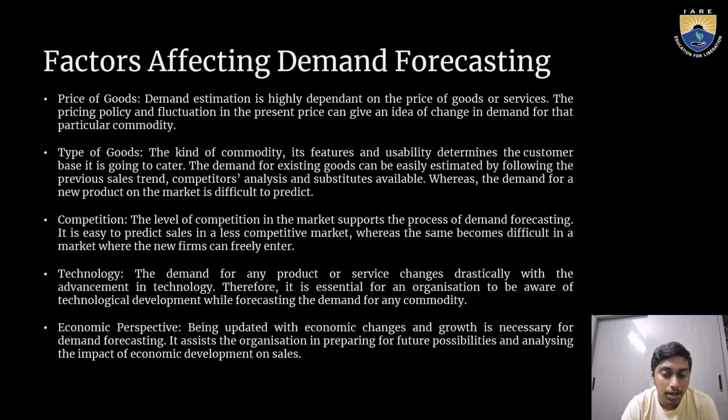Economic perspective. Being updated with economic changes and growth is necessary for demand forecasting. It assists the organization in preparing for future possibilities and analyzing the impact of economic development on sales.